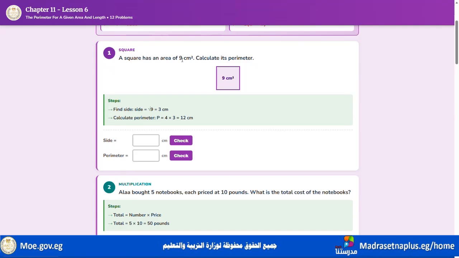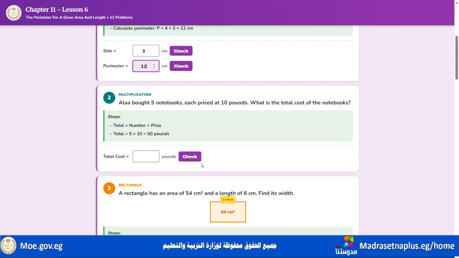A square has an area of 9 square centimeters. This square means the area. So what times itself equals 9? The side is 3. When you know the length, it's easy to multiply it by 4. Why by 4? Because all sides of a square are equal in length. So the perimeter is 12, because 3 times 4 equals 12.